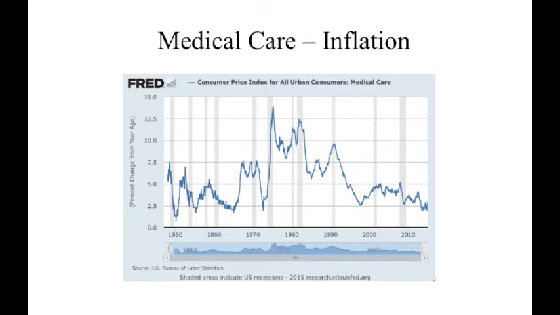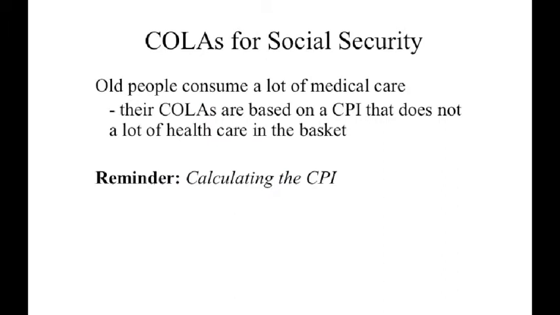So a lot of people have raised the question, since old people consume a lot of medical care, should their COLA get a bigger adjustment or put more weight on medical care? Basically, should we use a CPI that uses a different basket with a lot more medical care in the basket than the typical CPI for the typical urban worker, which is called CPI-U?